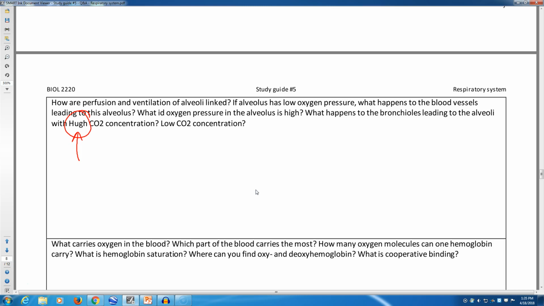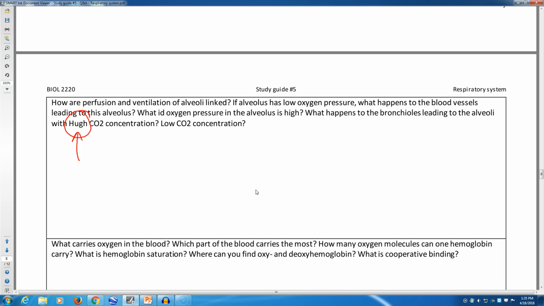CO2, because we need to get rid of CO2. So if CO2 in the alveolus is high, what do we need to do with CO2? Get rid of it. How? Through what? Dilation of bronchioles. Perfect. Dilation of bronchioles. CO2 is high. Now, for a moment, just bear with me. I will try to connect these things.